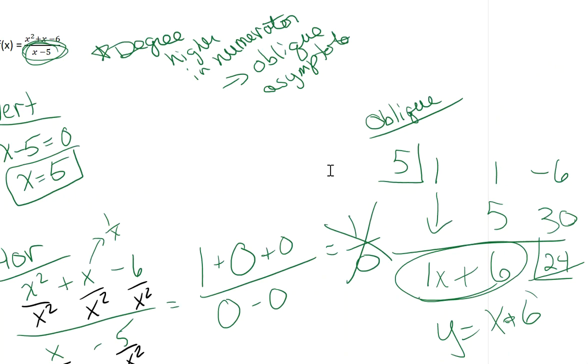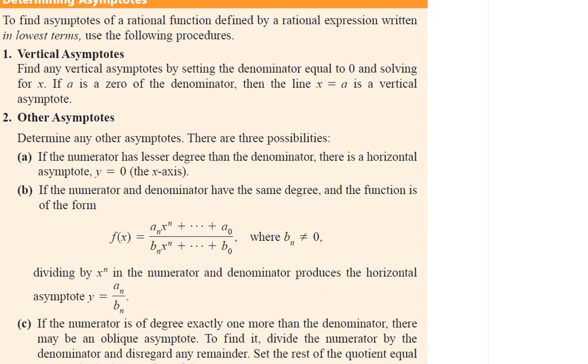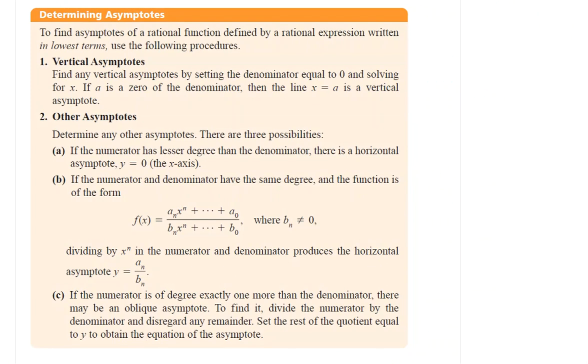Now, at the bottom of your page there is a chart that shows you how you determine the asymptotes. It tells you how you find the vertical asymptotes and then the other ones. So it tells you how to find a horizontal one and also when to try to find an oblique one as well.